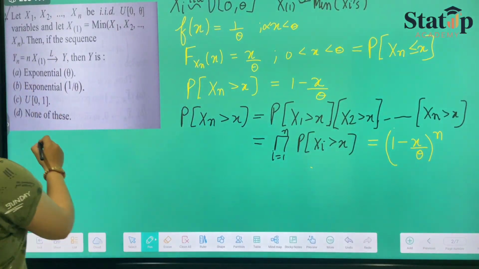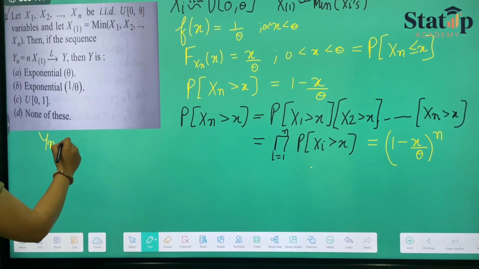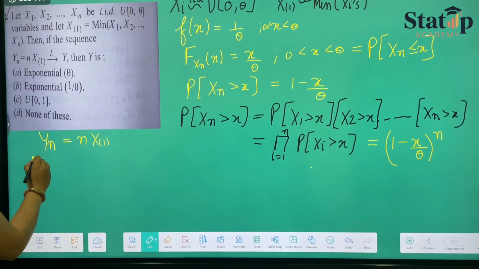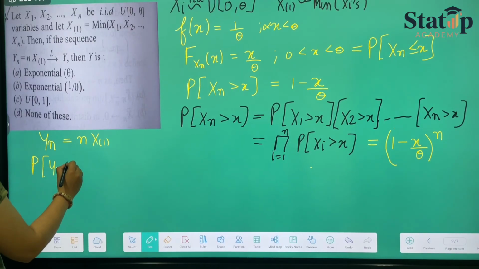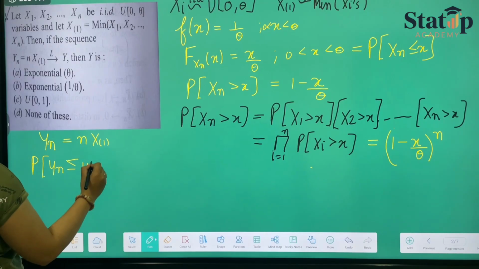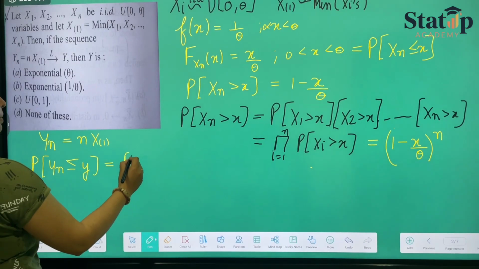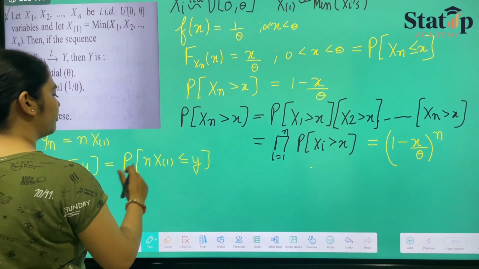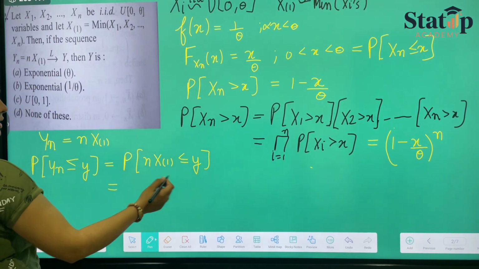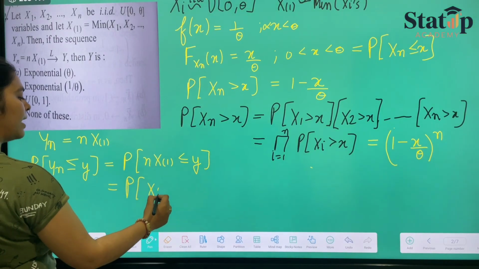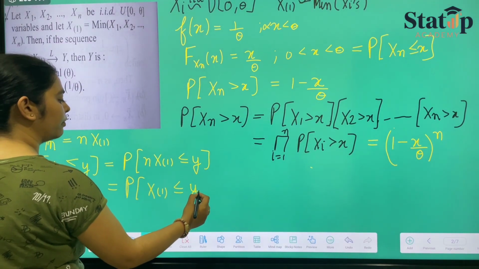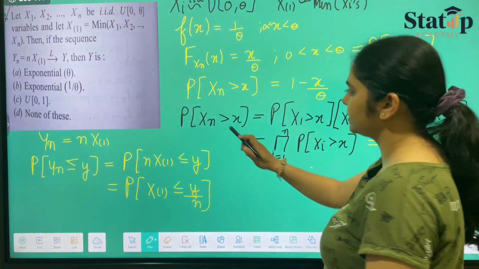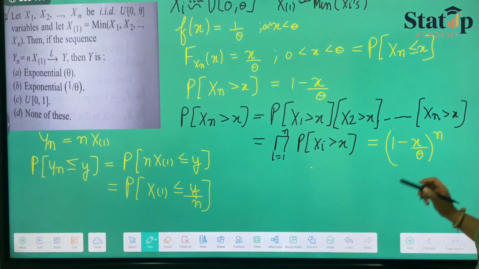Now they have asked us to calculate Yn, which is equal to n X1. For this, we have to calculate the probability that Yn is less than or equal to y. From here, we can say the probability that n X1 is less than or equal to y. We can divide both sides by n, so we can write the probability that X1 is less than or equal to y by n. Since here you can see that the probability of x greater than x is 1 minus x upon theta raised to the power n.